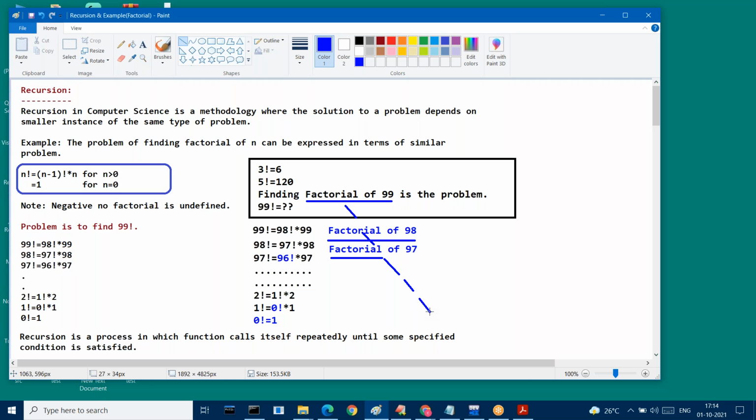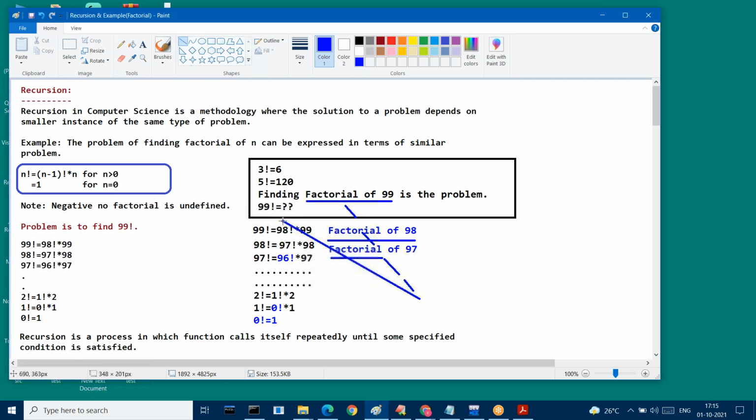How long? In your entire lifetime it will be going on and on? No, no. Someday it will stop. You see, 99 factorial requires 98 factorial. 98 factorial requires 97 factorial. 97 requires 96 factorial. In this way, 2's requirement is 1 factorial. 1's requirement is 0's factorial. 0's requirement, are you going to say negative? No, negative number factorial is undefined. So one day we will stop. Breaking the problem smaller, smaller, smaller, one day we will stop.